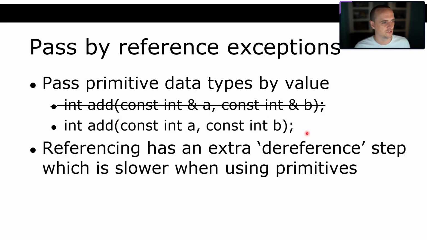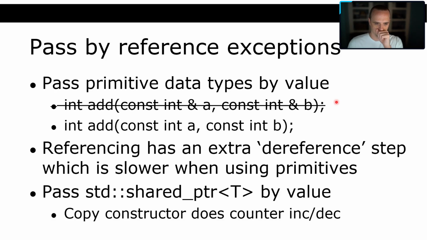And the reason for this is just a performance thing. Whenever you're using a reference, you are dereferencing it, looking it up in memory, and that dereferencing step is slower than just passing by value using primitives. So if that was confusing, don't really worry about it because it's just a bit of a performance hit. We are going to be passing shared pointers by value, but I haven't talked about shared pointers yet, so don't worry about that just yet. Okie doke.